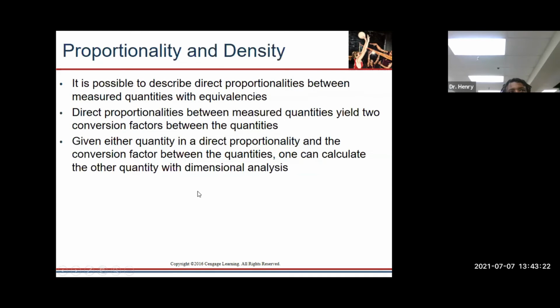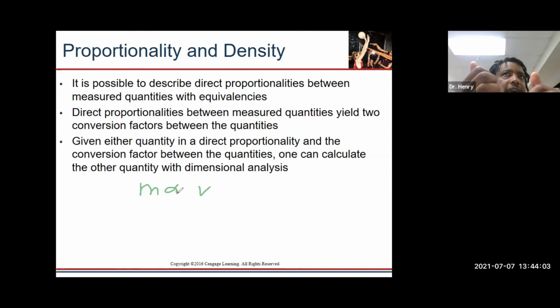Okay, so let's move forward. Proportionality. A lot of times we're going to be using what we call proportionality. A lot of equations are based upon proportionality. One of those equations is density. If we look at density, density is mass over volume. So mass and volume are directly proportional to each other. As the mass goes up, the volume is going to go up. Does that make sense?